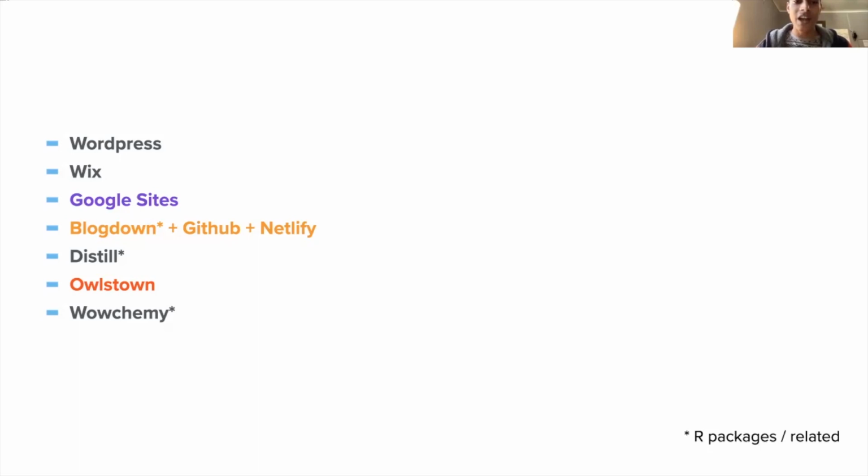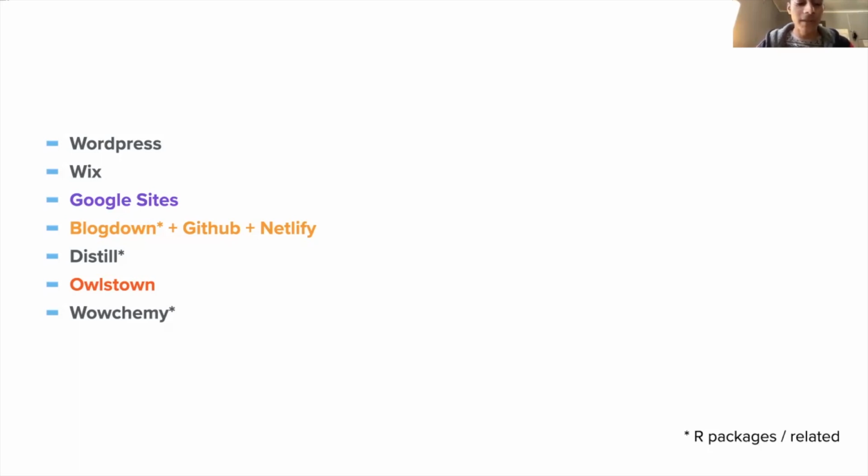Distill is another R package that was recently released for blogs. It's very simple, but I haven't tried it on my own yet. Owlstown is the one that I really recommend because, as I'll show you in about 10 minutes how to create a website on Owlstown, if you just look at the steps that I take, you will be convinced that it is probably one of the easiest ways to do it.